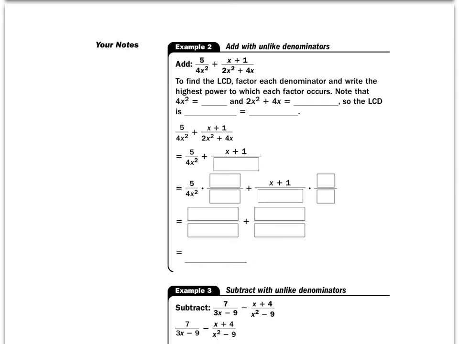A whole heck of a lot more sense to us. This will make more sense when we're actually doing this with numbers. And so when I look at something like this gnarly looking thing, this is a mess right here, I have to find a least common denominator and move from there.